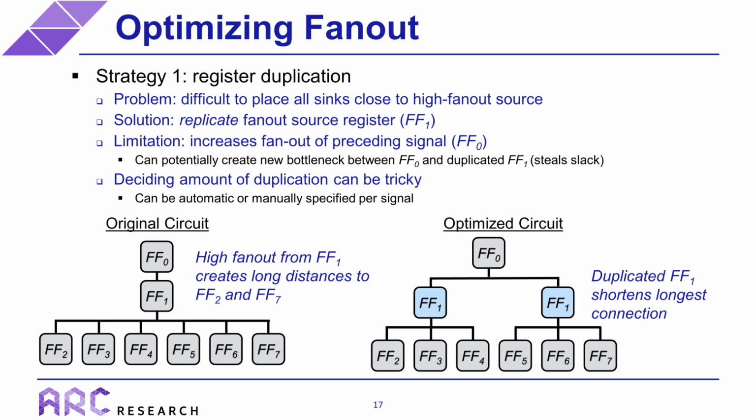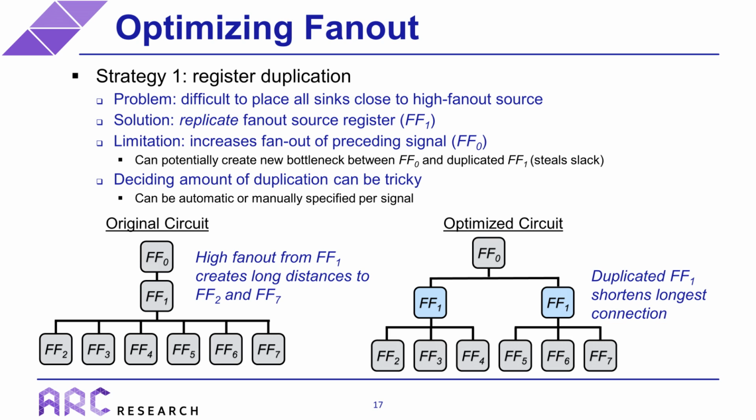Register duplication also increases the fan-out of the signal that precedes the source register, in this case flip-flop 0. So if the path between flip-flop 0 and flip-flop 1 still meets timing constraints, then what we just did, this replication, is an effective optimization. However, what we really did here was steal slack from the flip-flop 0 to flip-flop 1 path to increase the slack between flip-flop 1 and all of the fan-out sinks.